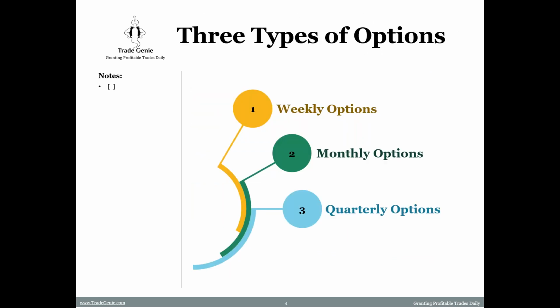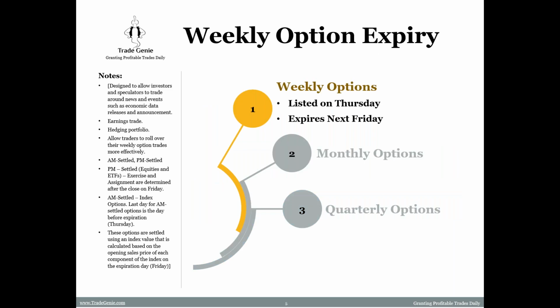We have 3 types of options: weekly, monthly, and quarterly. Weekly options start on Thursday and expire on Friday. They're for hedging and balancing, and trading around the news, earnings, and some unexpected event about to occur. You're not sure, so you're just buying enough time. And if you are in an option and you want to roll over, you get a new weekly on Thursday, which expires next Friday.